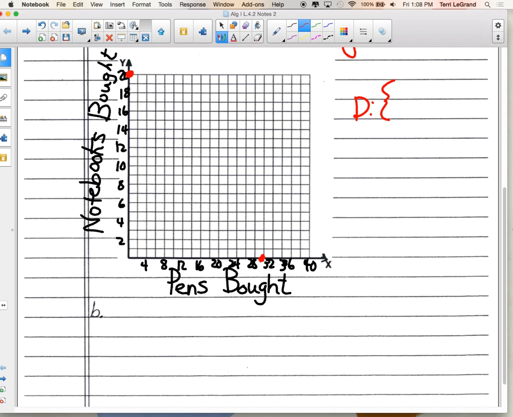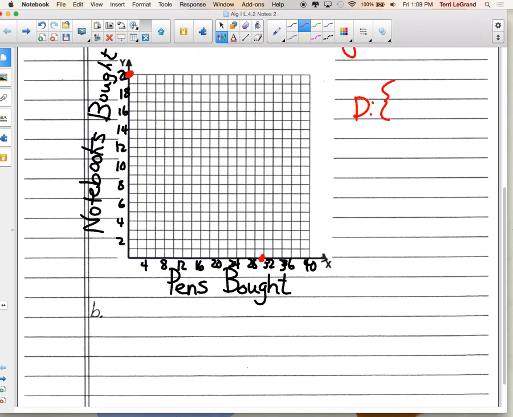Okay, can we buy no pens? Yes. It didn't say that they wanted to buy some of each. It just said this is the deal. $60 is how much each of them are. Okay. So what was the domain? So we decided maybe 0 and positive numbers.